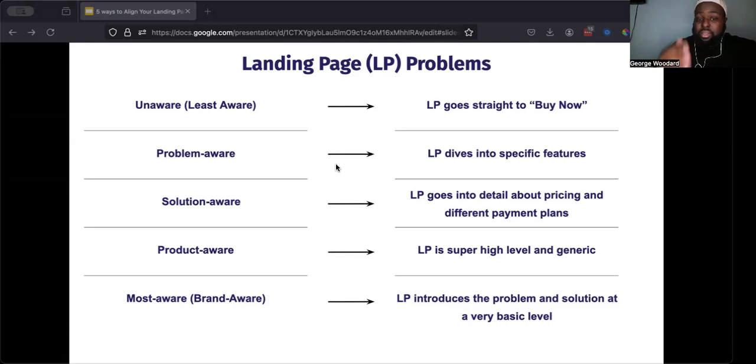This is where you go into the weeds, so to speak, and explain the benefits of the product or service that you have and why it solves their problem. At this point, they should be ready to be at the buy now stage, but they just need that last little push: a demo, case study, testimony, or whatever. So these are the problems that you run into, based on the different levels.